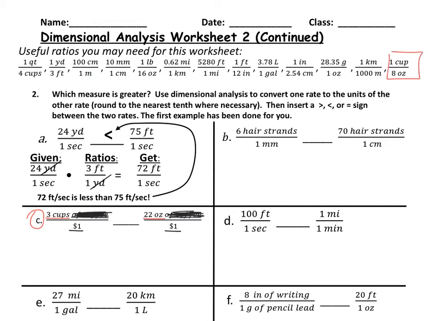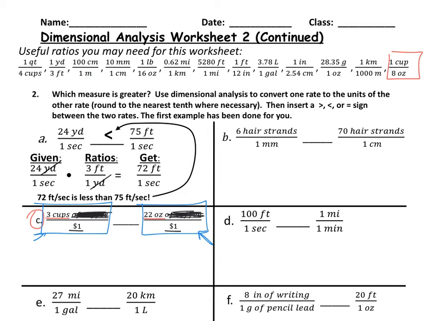So what this back side of the worksheet is trying to do is just ask you which is bigger, the left side or the right side. And in order to do that, we're going to either have to convert the left side into ounces per dollar or convert the right side into cups per dollar. That way we can compare them and see which one is bigger. In this case, we'll just do the left side.